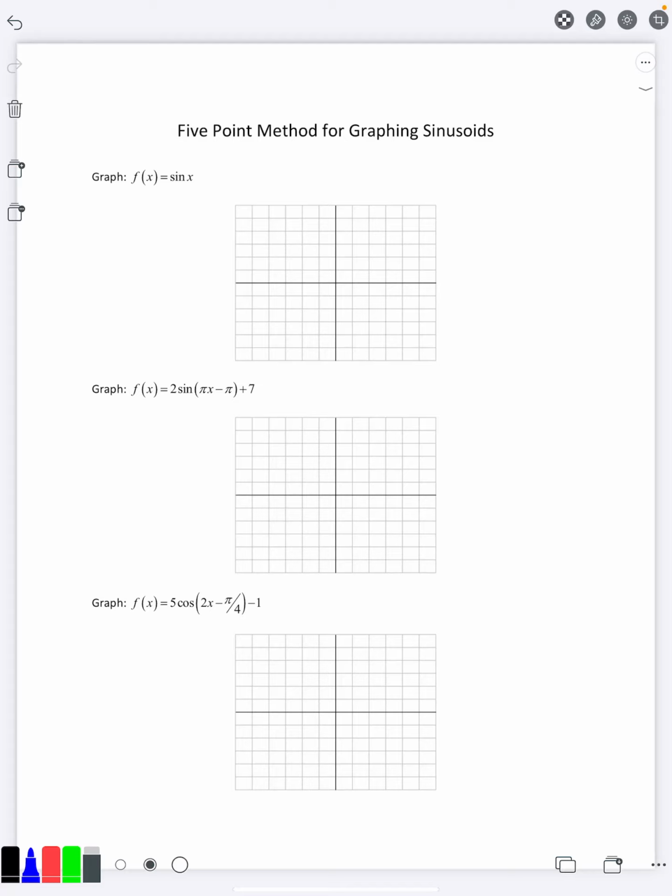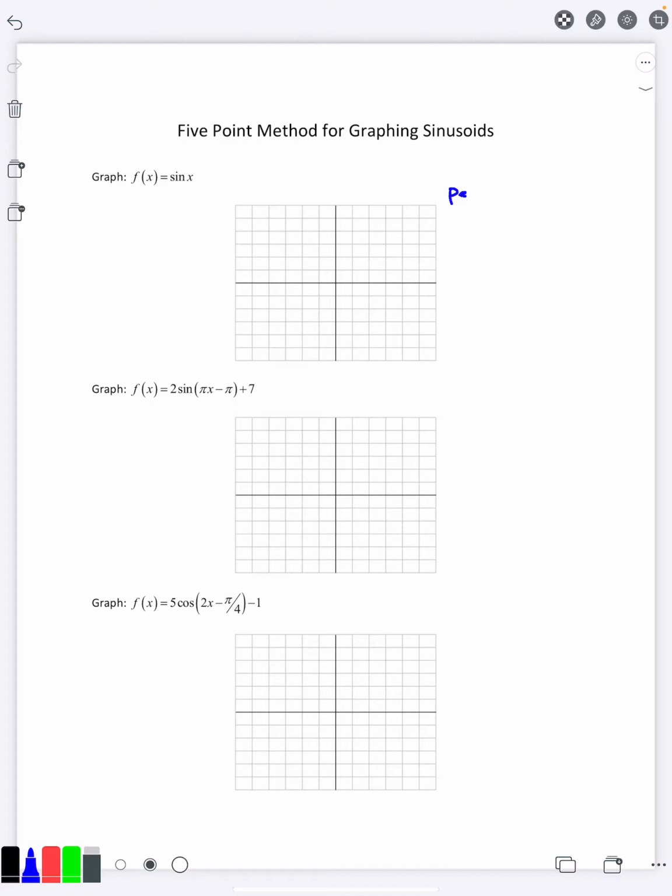In this video, we're going to cover the 5-point method for graphing sinusoids. We're going to start with the most basic one, which is just sine x here. But I'm going to do it in a detailed manner to show you all the steps we're going to need for the later ones here. So you're going to want to figure out all the following.